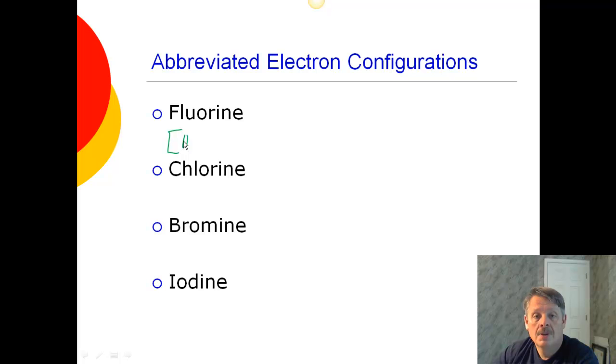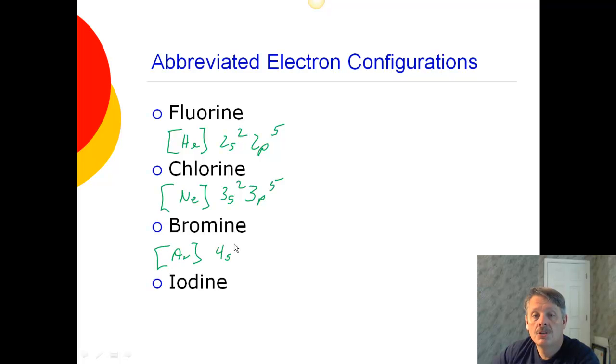All right. For fluorine, it is helium followed by 2s2 and 2p5. For chlorine, it's neon followed by 3s2 and 3p5. For bromine, it's argon followed by 4s2. Now, you have to be careful here because we have a 3d10 thrown in the middle, but 4p5. And the same goes for iodine.